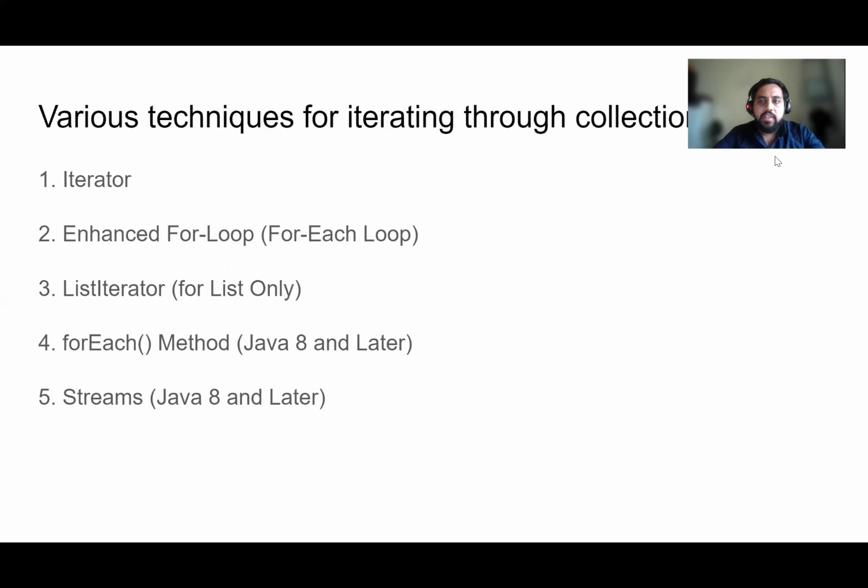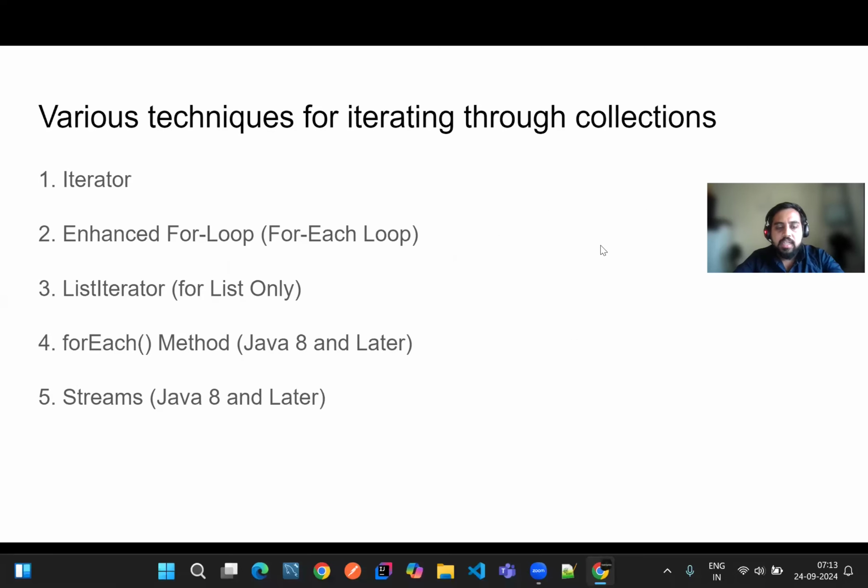These are the 5 ways we are able to iterate through our collections. One is iterator. This is universal, so it can be applied to all collection elements. Another one is the enhanced for loop or for-each loop, which can also be applied to all. The third one is list iterator, which will be applied to list type collections only. And the forEach method and streams method, which were introduced in Java 8. They can also be used, and they are more efficient. How, I will talk about later. Let's see them one by one with an example.